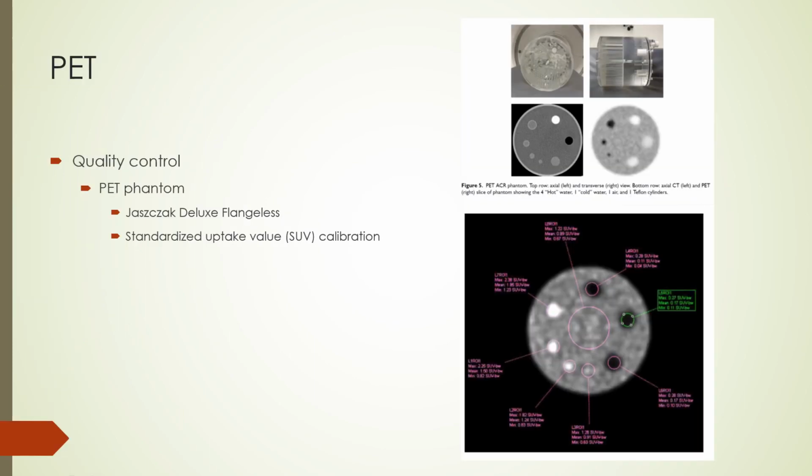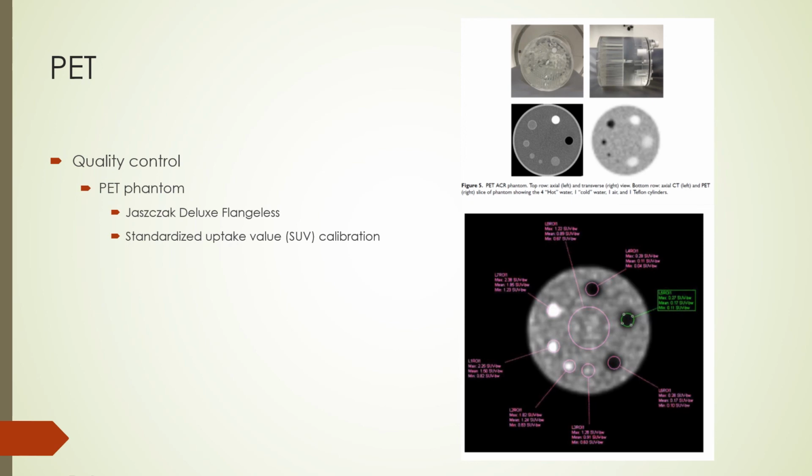The phantom used for PET imaging is the JZAC Deluxe Flangeless Phantom with the spheres removed. This phantom contains a section for contrast evaluation, a section for spatial resolution, and also a section for uniformity evaluation. The phantom is imaged using an activity of FDG used clinically and processed using a clinical whole body protocol. The phantom is then analyzed for uniformity, spatial resolution, and contrast resolution.